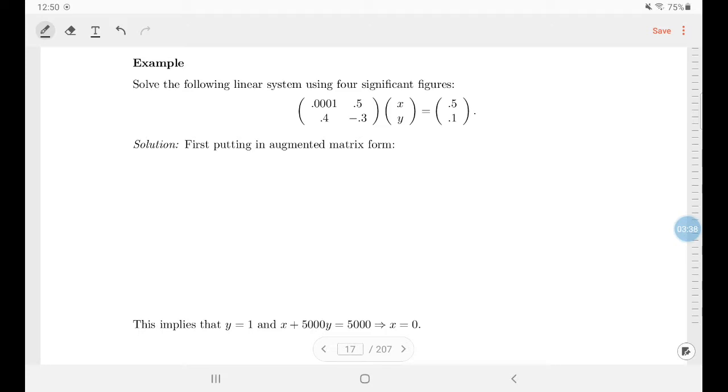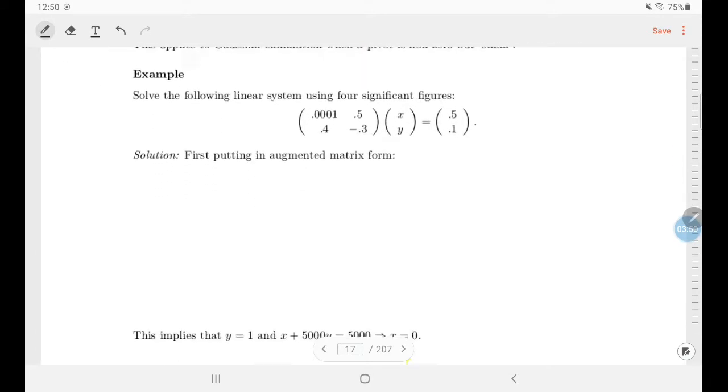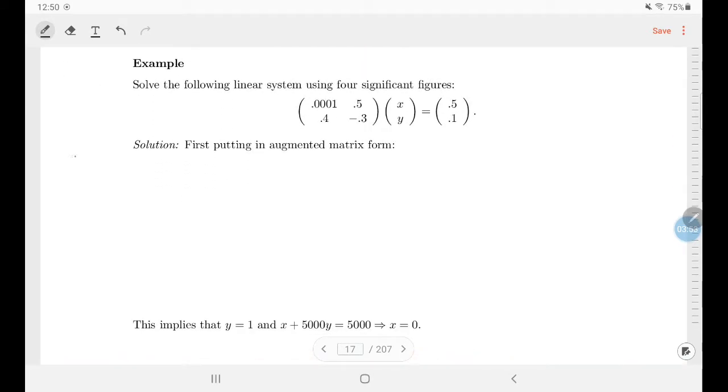We will solve this using 4 significant figures. Now to get it in augmented form, we just forget about the x and the y. If you multiply this out, you just get simultaneous equations. So we'll go to the augmented form. So 0.0001 is a 1. And you see that's the problem because that's a small number. But if that was 0, this is a very different problem. 0.4, 0.5, minus 0.3. And then the constants are 0.5 and 0.1.